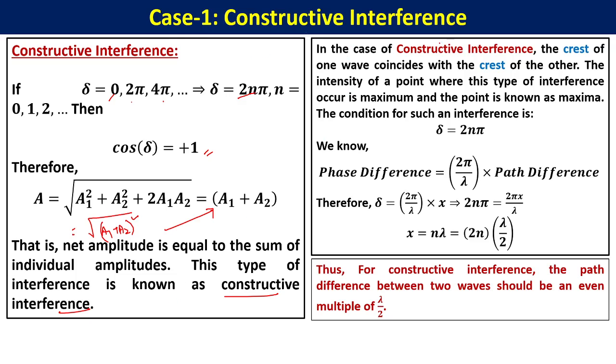In constructive interference, the crest of one wave coincides with the crest of the other. The intensity at a point where this type of interference occurs is maximum, and the point is known as the maxima. The condition is that delta should be equal to an even multiple of pi, twice n pi. Now there is a very important relation, which is called phase difference and path difference. Path difference means what? Suppose you have got a wave.